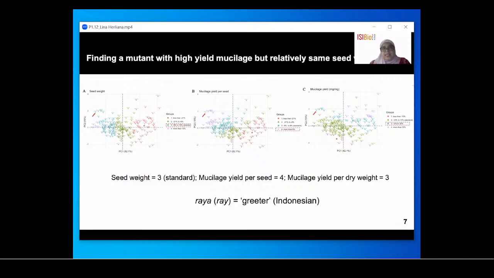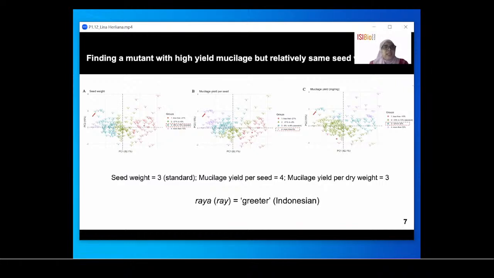For this study, the candidate mutant needed to have similar seed phenotype characteristics to the wild type, with no growth habit defect. The only affected difference being the mucilage yield. We then measured seed and mucilage yield per plant with 8 replicates from lines in categories 3 for seed weight, 4 for mucilage yield per seed, and 3 for mucilage yield per dry weight.